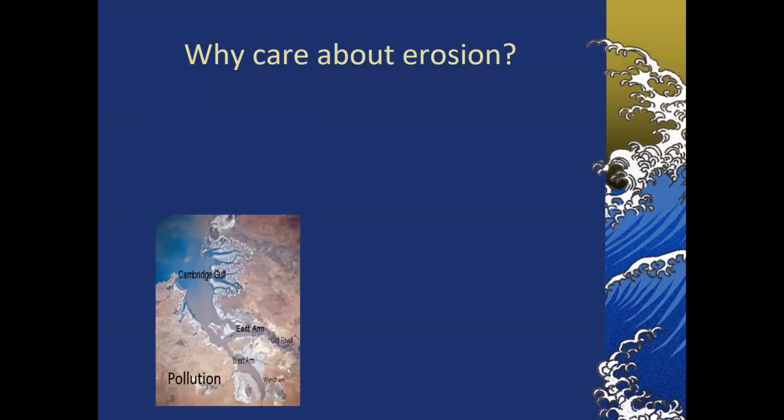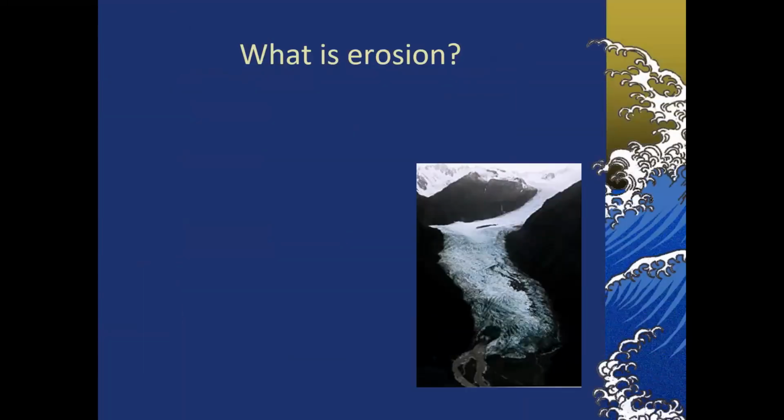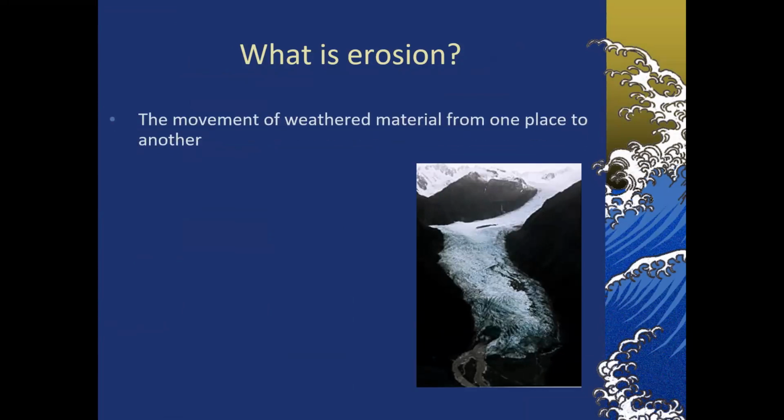So first of all, what is erosion? It is the movement of weathered material from one place to another. Go ahead and write that. So where are we writing this? Sorry, we're on page 7. It's titled Erosion and Deposition. And we're right at the very top where it says erosion. So you're going to write: erosion is the movement of weathered material from one place to another.